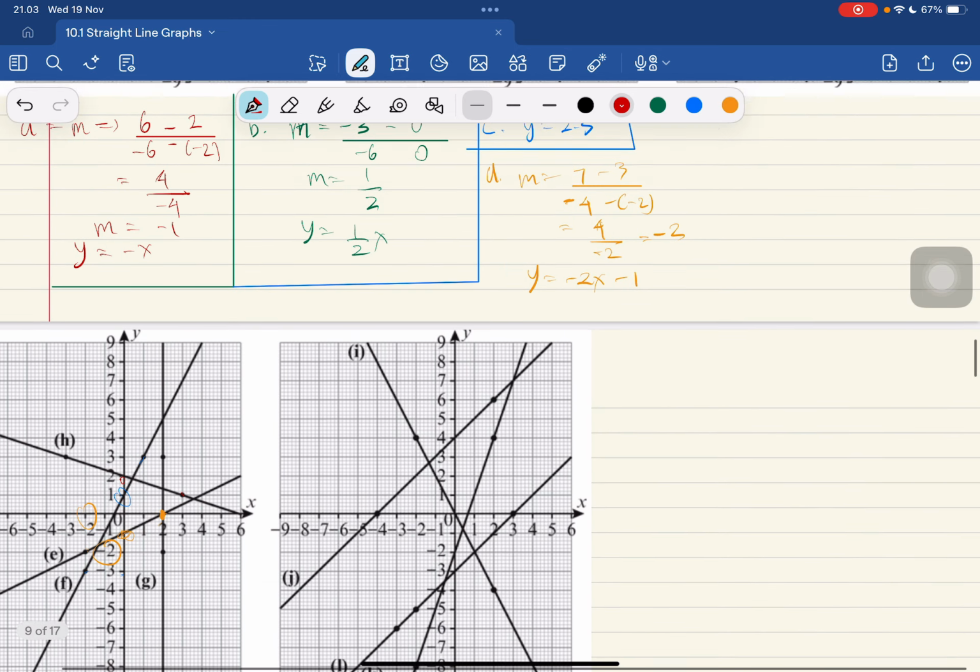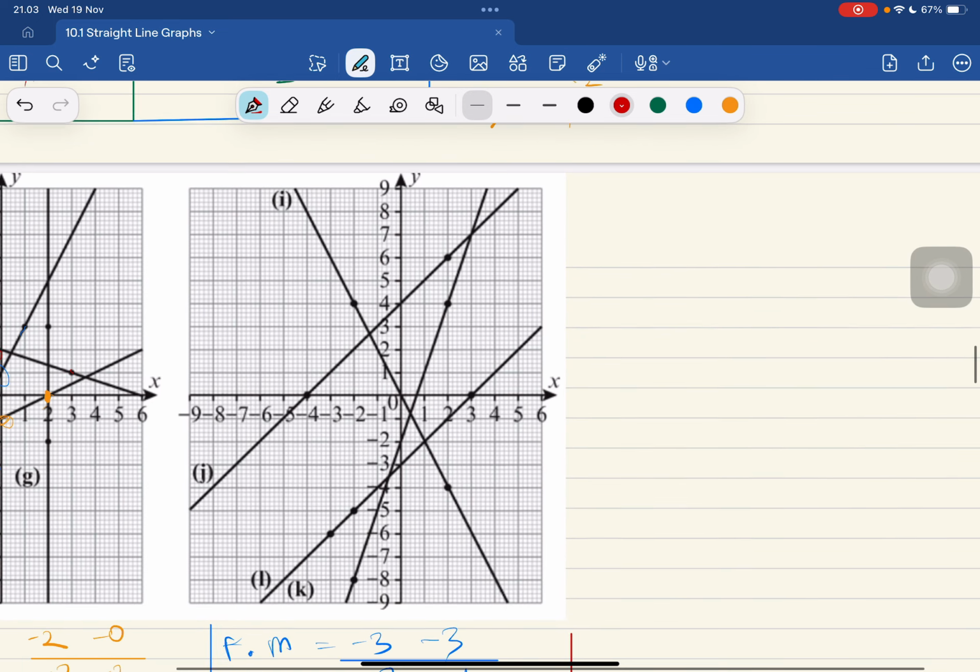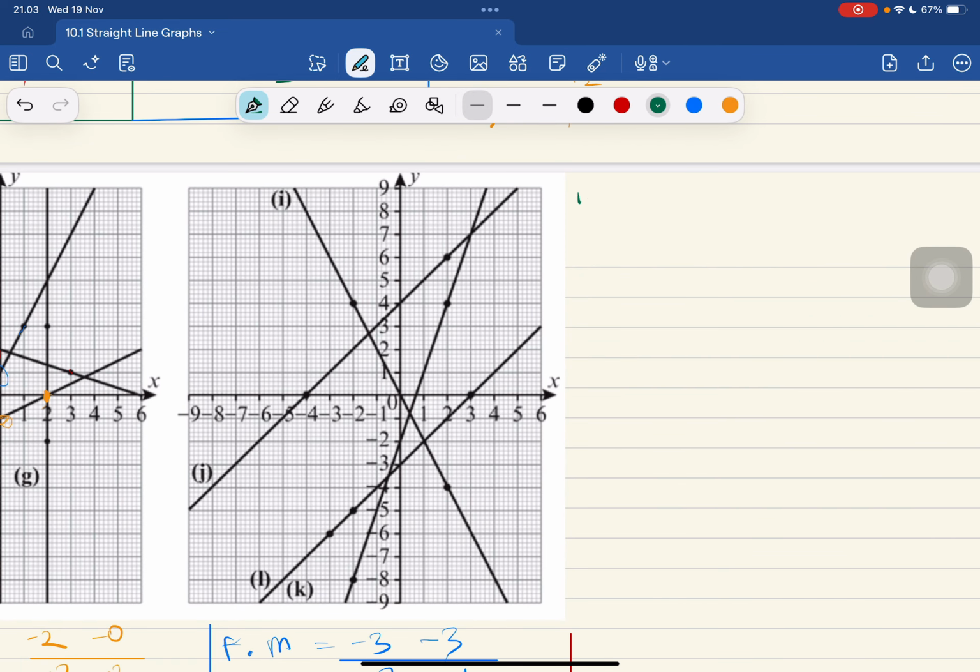Okay, there we go. H is done. Now is I. Find the gradient first. Where is I? Here. There we go. This point, 4 and -2, and another point, we will use here 2 and -4. So it's going to be 2 divided by 2.